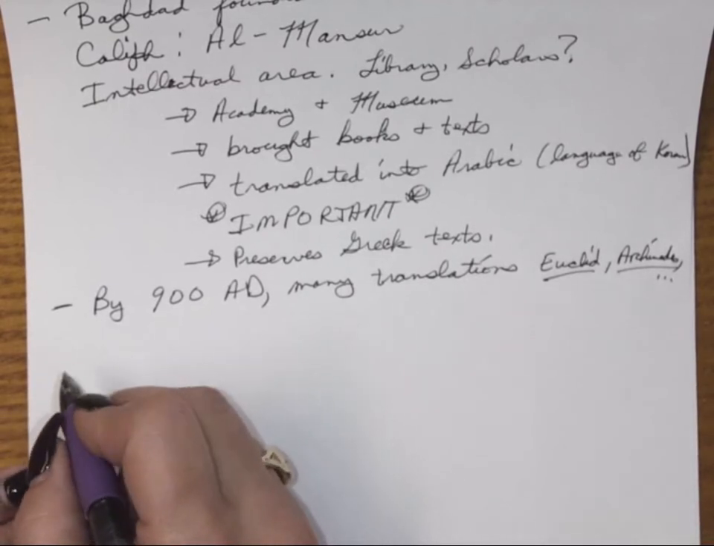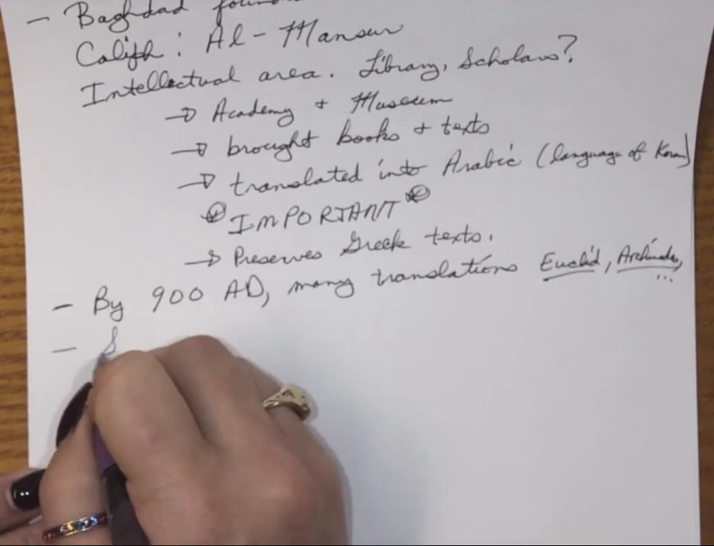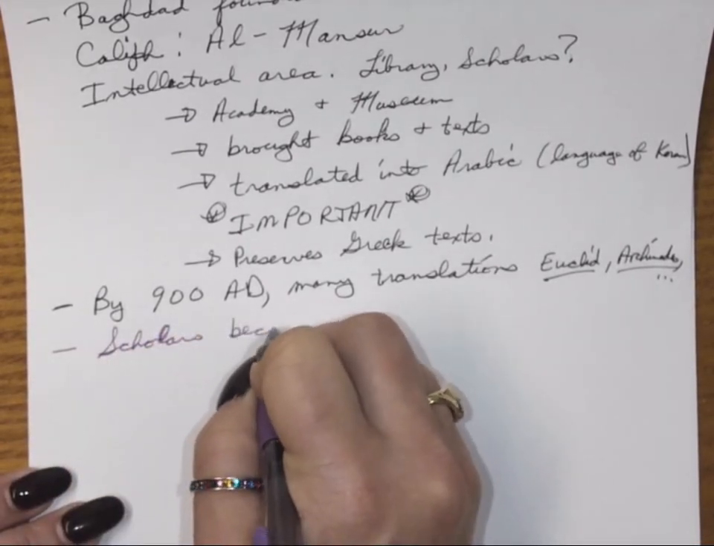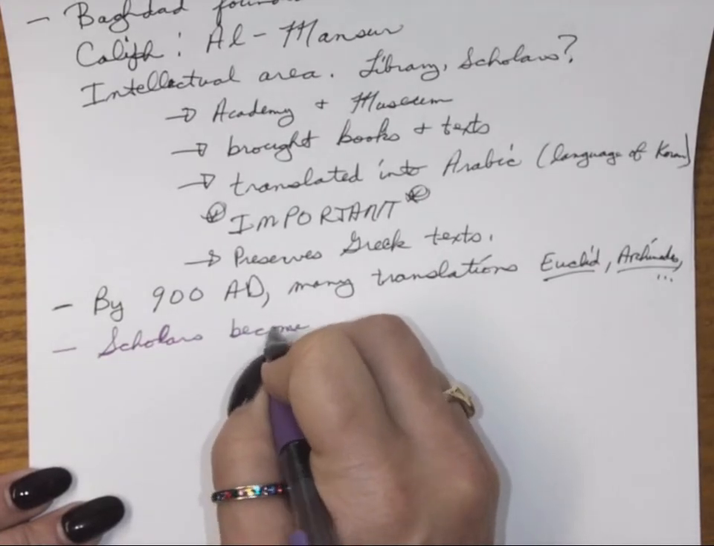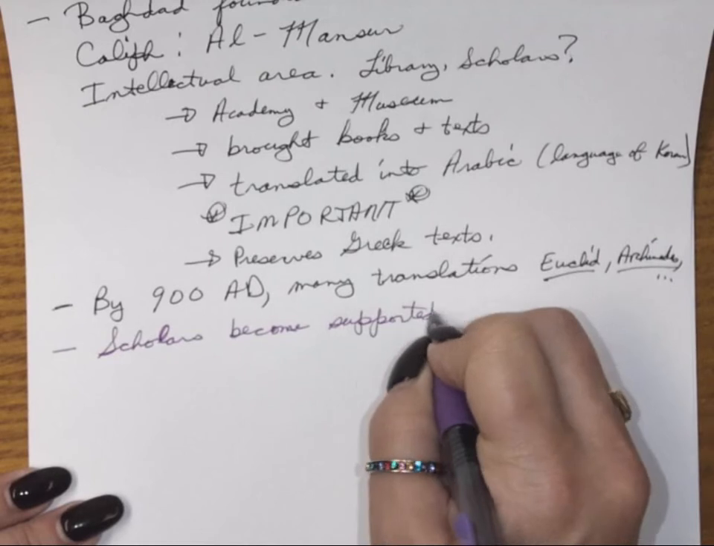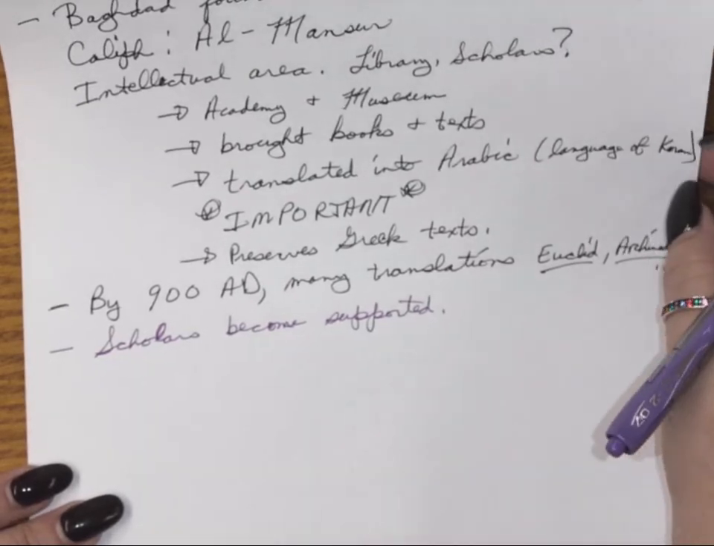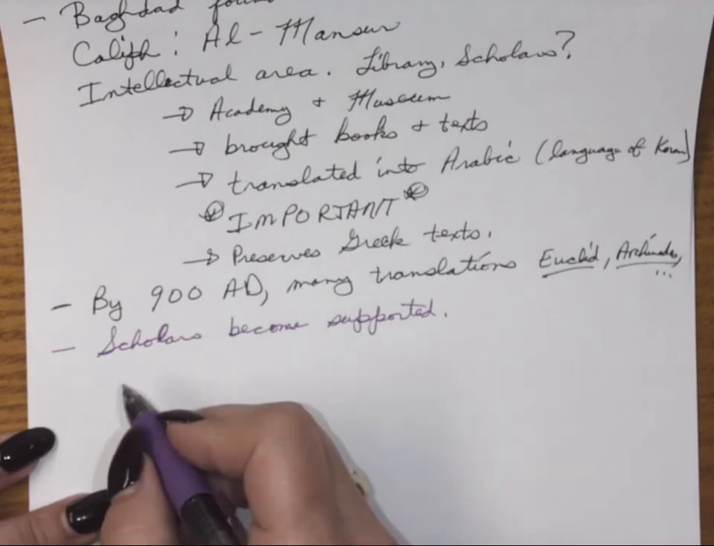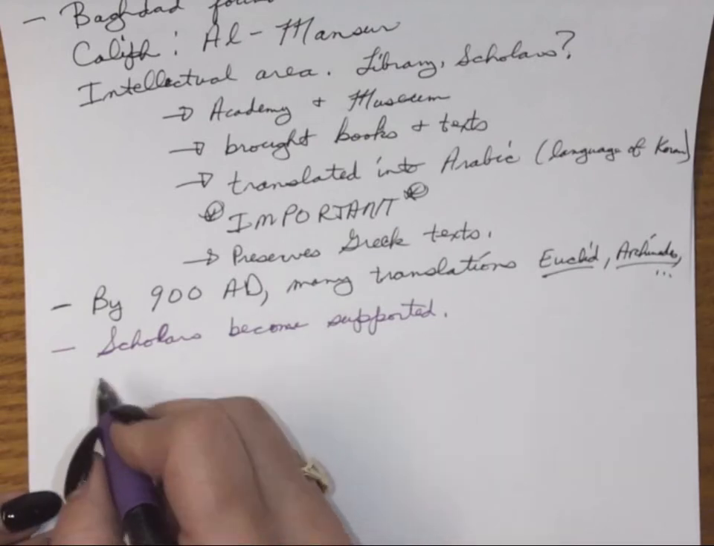So later we see the scholars are supported, which we haven't seen that a ton. We saw it at the museum, but they become supported. Possibly that model came over because of the museum. Who knows? We don't know that for sure.